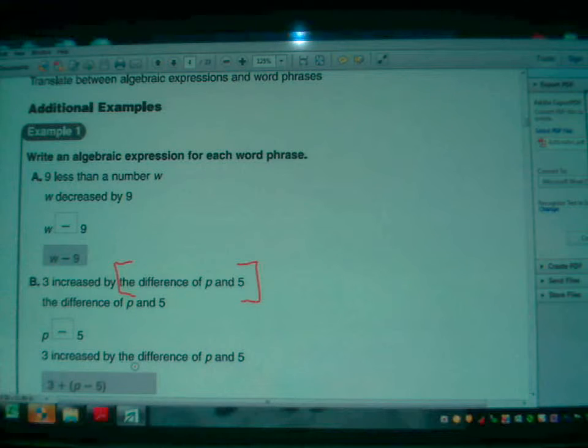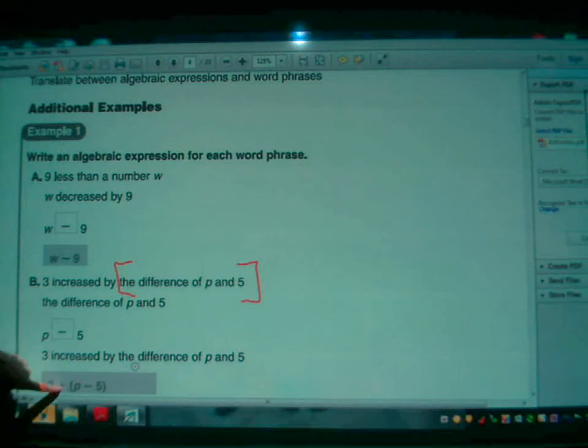P minus 5. Now, that doesn't take care of the front part of the expression, though, where it says 3 increased by. All right, so I'm going to take that P minus 5, but what am I doing to it? I'm increasing that by 3. And as you can see, that's exactly what we did.